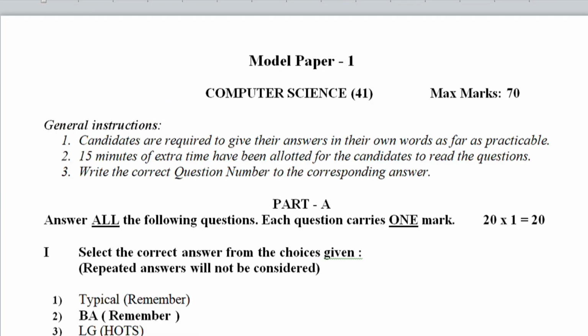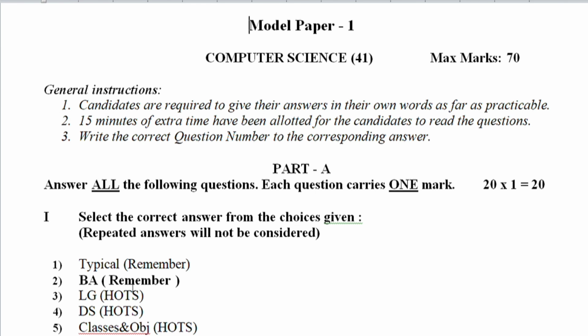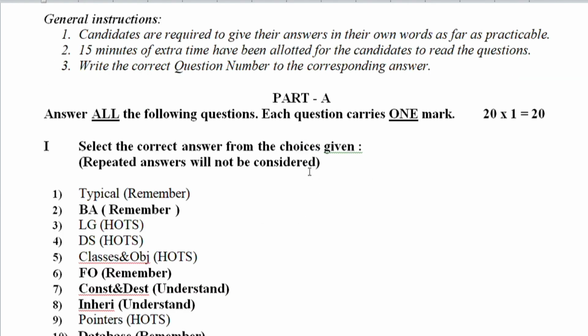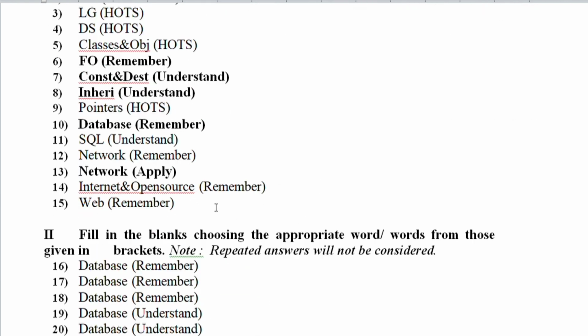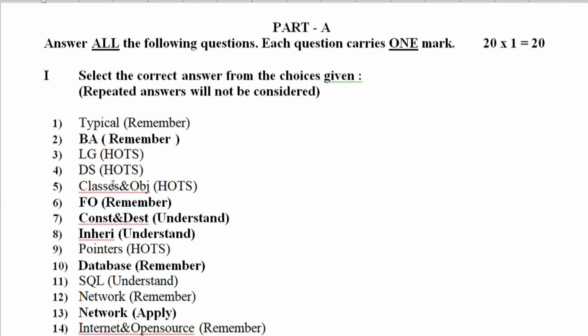So here we go with the first model paper. I have mentioned the chapter names and the levels of the questions that are appearing from each and every chapter. So as I said, part A you will have 15 MCQ and 5 fill in the blanks, right? So here the first MCQ will be from typical configuration, which is in remember level from model paper 1. Boolean algebra, again remember level question.